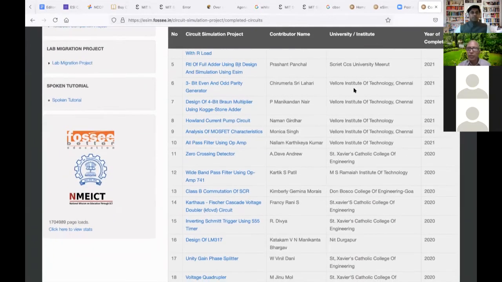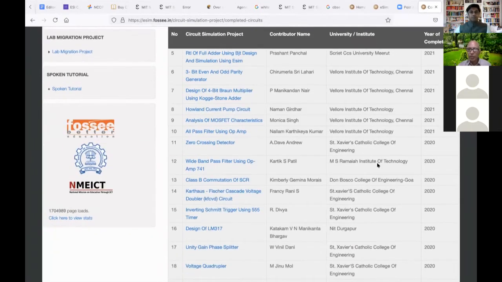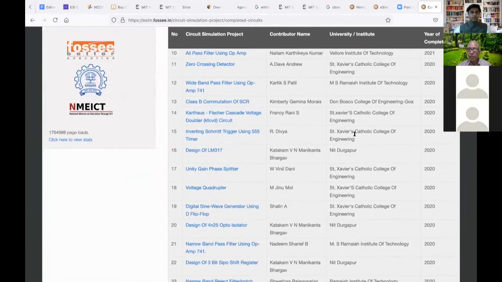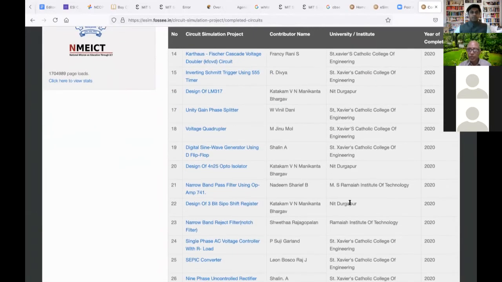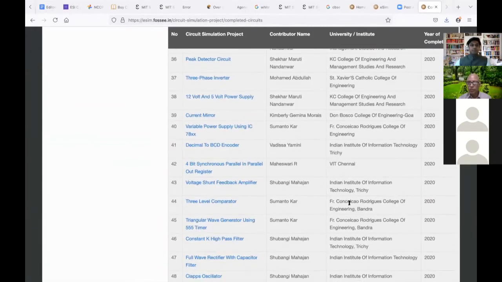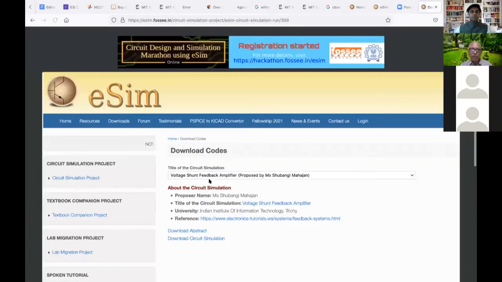These are all created by VIT students, MS Ramaiah, Don Bosco, St. Xavier's, then NIT Durgapur, IIIT Trichy, and so on and so forth. Each one has a circuit. If I click this, it'll say, what do you want to do? Download the code and things like that.